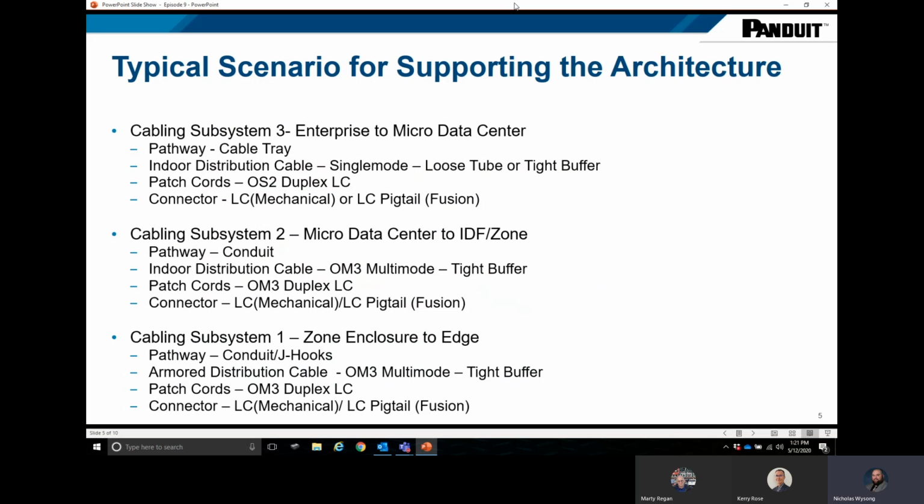This is a typical scenario because single mode can reach longer distances that are usually between the main data center and the MDC. Your distances between the MDC, IDF, and zone are not usually as great. Some customers choose to stick with single mode throughout the solution, but this can drive up cost. So to keep the solution more cost effective, we've chosen to use a multi-mode scenario down to the edge device in this situation.